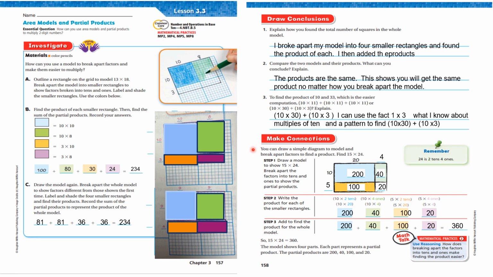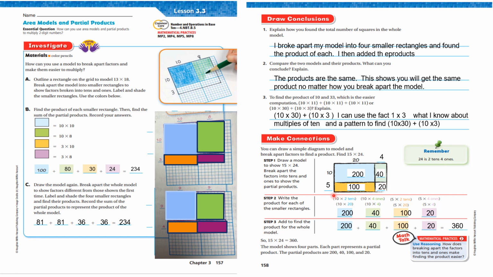All right, make the connection. You can draw a simple diagram to model and break apart factors to find a product. Find 15 times 24. All right, so 24 has to go across, 15 has to go down. Well, they already have 20, so we have to fill in 4. They already have 10, so we have to fill in 5. So 20 times 10 is 200. 10 times 4 is 40. 20 times 5 is 100. 4 times 5 is 20.